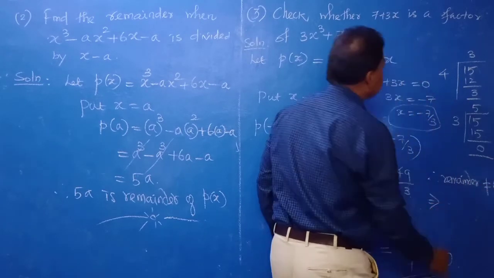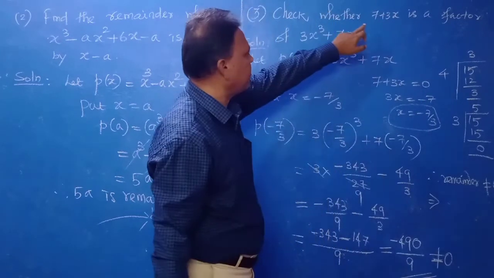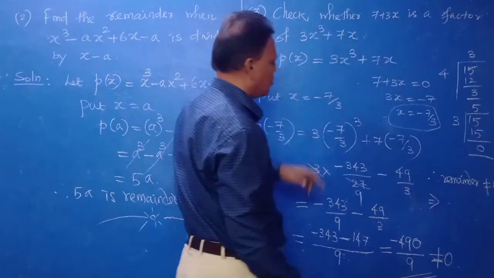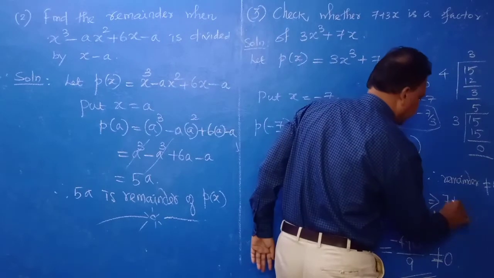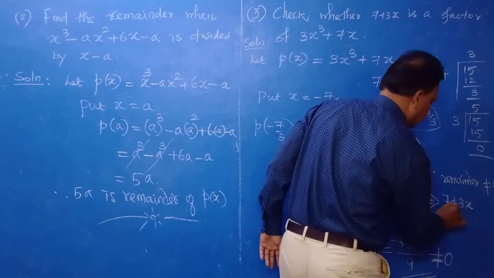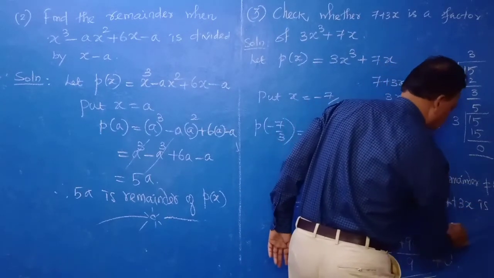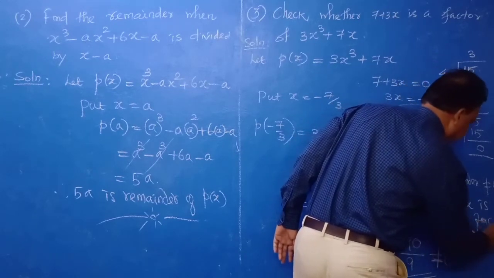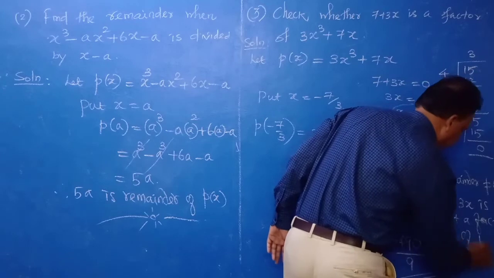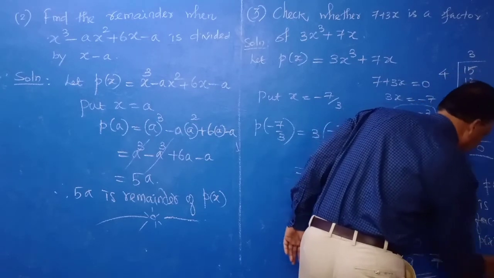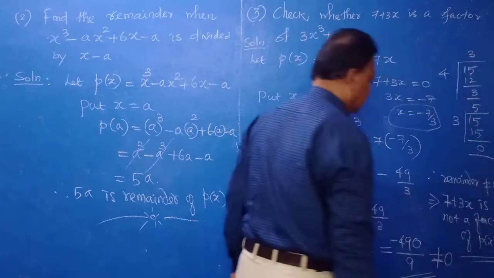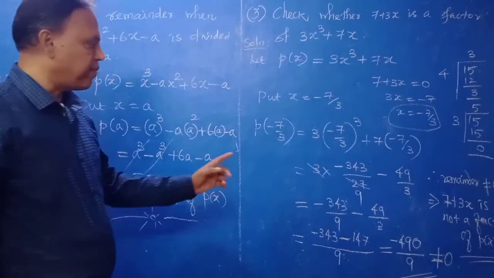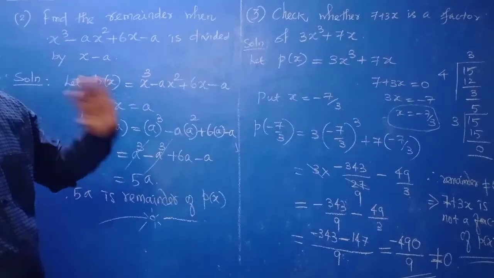This implies it's not a factor. 7 plus 3x is not a factor of p of x, because the problem is to check. When the remainder is not equal to 0, then it is not a factor.